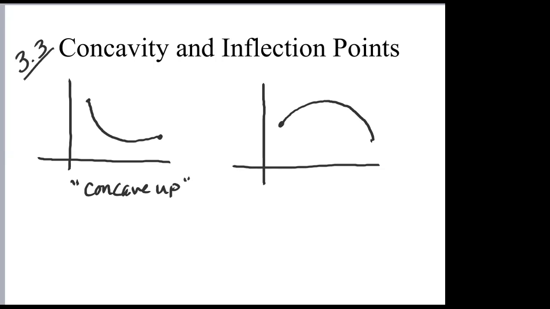So it tells us about the shape of the graph. We would say that this graph is concave down. Okay.